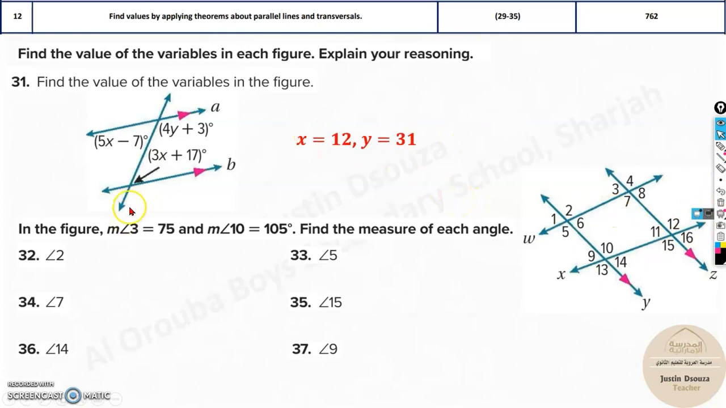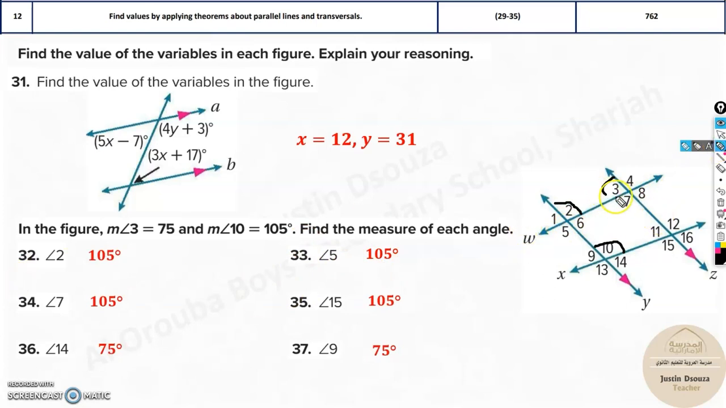Now let's look at this one. They have told us to find the measure of each angle. Now the measure of angle 3 is given to be 75, and angle 10 is to be 105. Now what is the measure of angle 2? 10 and 2 are corresponding angles, so it is the same. It should be 105 itself. What about 5? Where is 5? 2 and 5 are alternate angles. Again, they are the same. It should be 105.